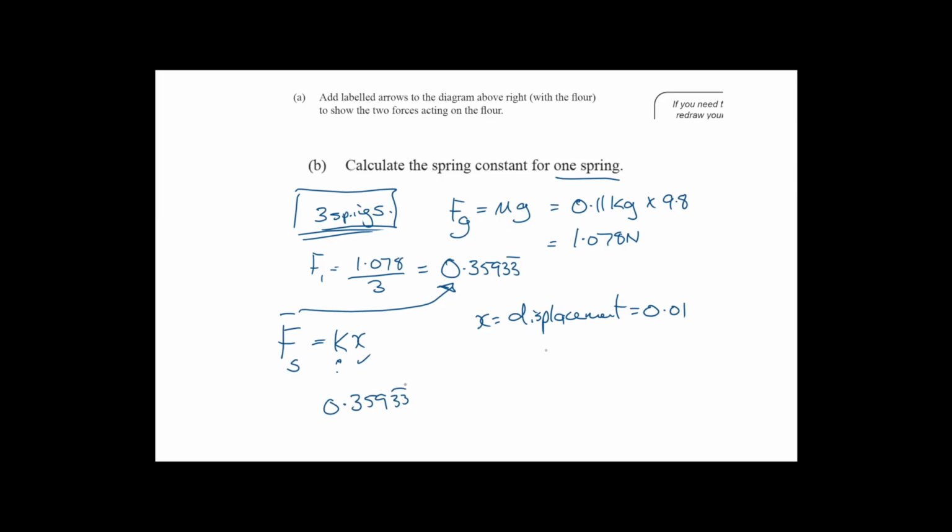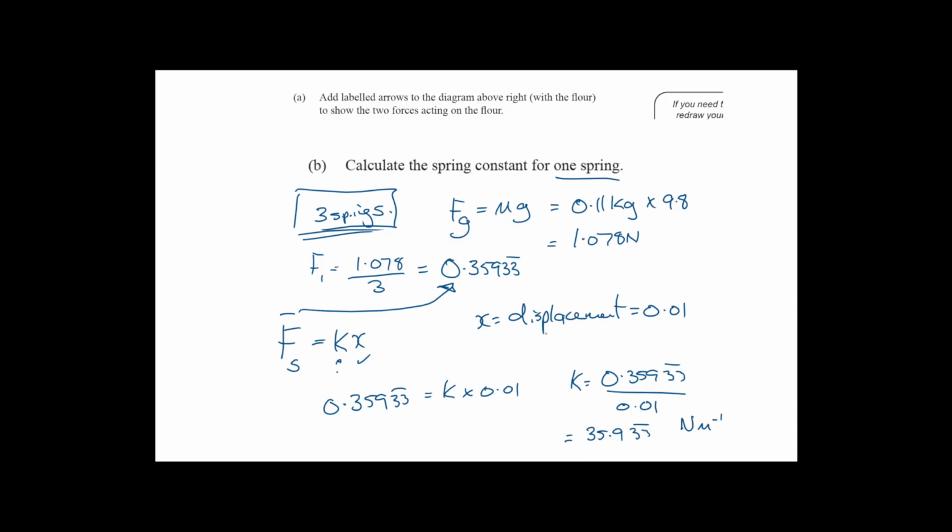Okay, so 0.3593333 is going to be equal to k times 0.01. So k is going to be equal to 0.359333333 divided by 0.01. And you don't really need the calculator for that. We're just going to move the decimal place 2 places. So it's going to be 35.9333333 Newton meters. Newton per meter, I think. Yes, it would be Newton per meter.